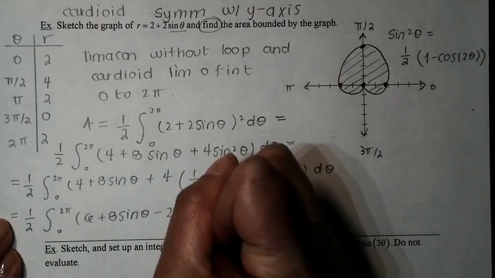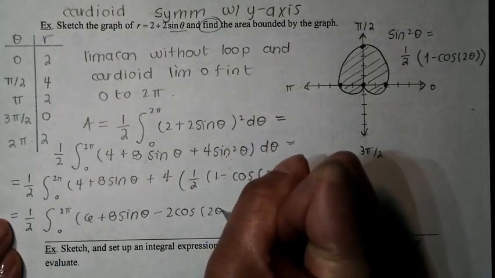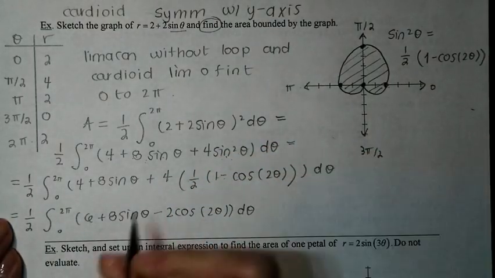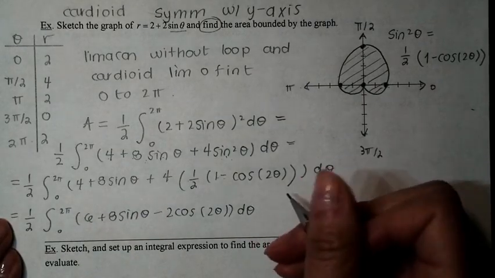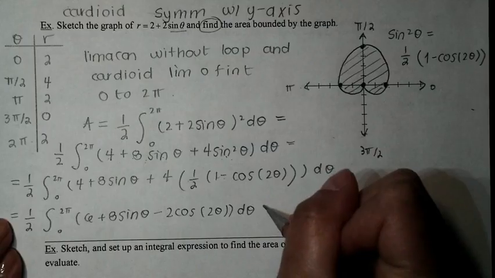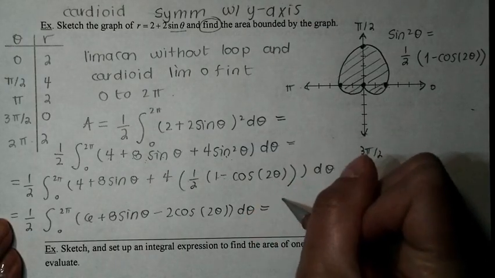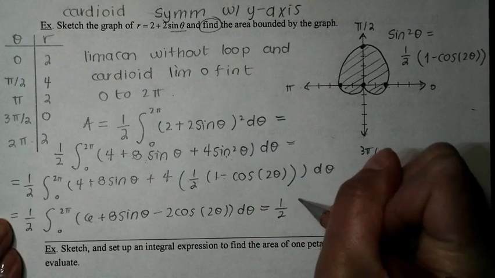Okay, so you have negative 2 cosine of 2 theta, close it, d theta. Okay, and this is way easier to integrate. Isn't that nice? Okay, so here what are we going to do? You integrate. Okay, so what do you have here? You have 1/2. Integrate your situation.